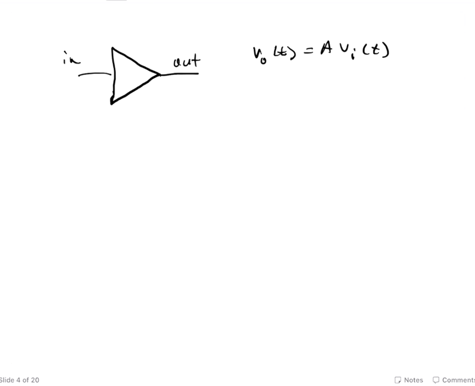So the symbol for an amplifier is a triangle pointing in the direction of the amplification, basically. So we have input and output. That's a perfect amplifier, the kind of thing where we have V out equal to A times V in as a function of time. Sometimes I'll write out and in, sometimes I'll write an O and an I.